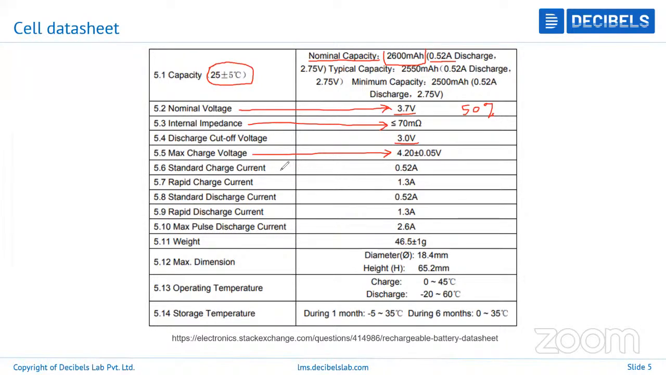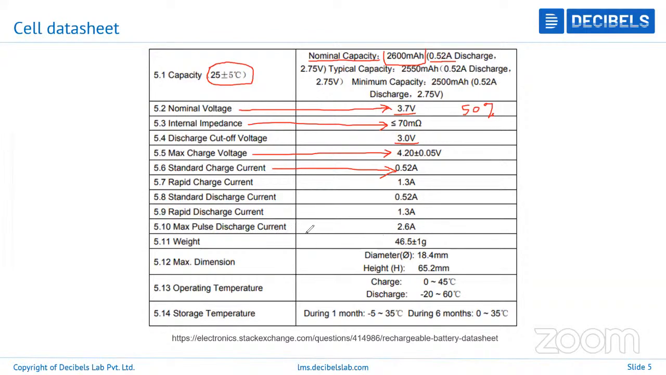And then you can see here standard charge current. So if you were to charge the cell with this kind of current, then you would get maximum charging efficiency. What that means is your cell will not degrade quickly if you were to keep the charging current limited to whatever value has been specified here. Likewise, you can see for others as well: rapid charging current, standard discharge current and rapid discharge current. If you were to stick to these values, then your cell would give you maximum operational efficiency.